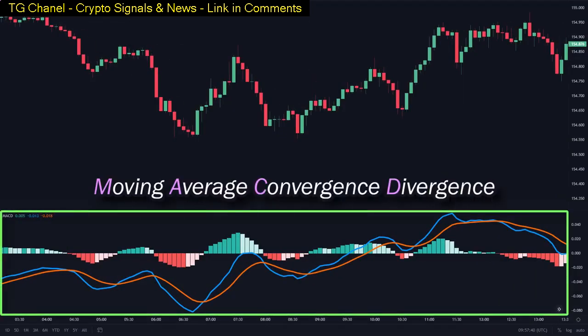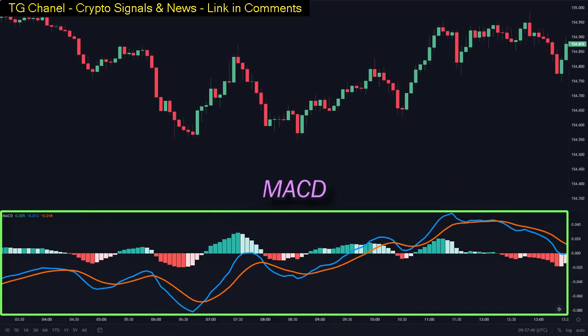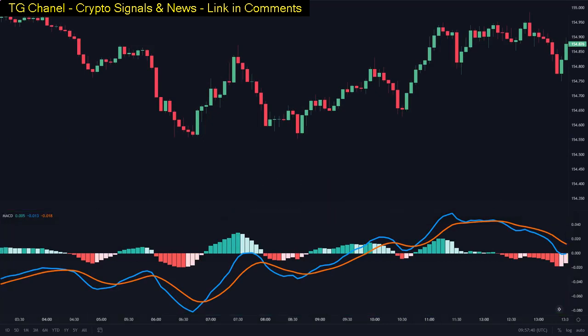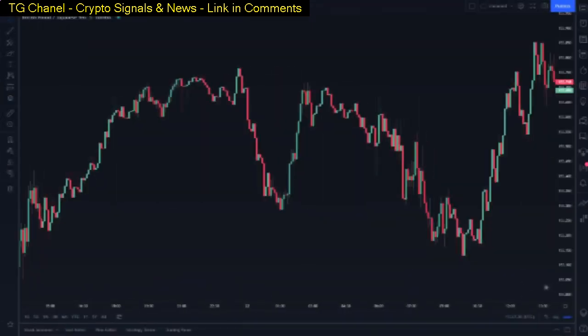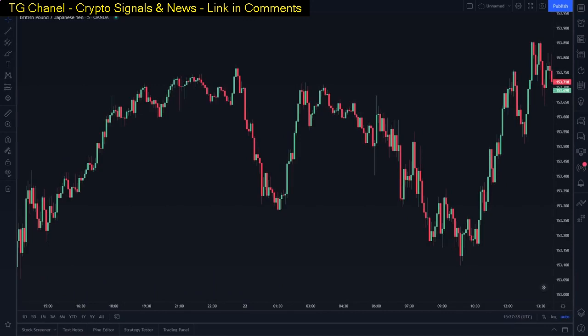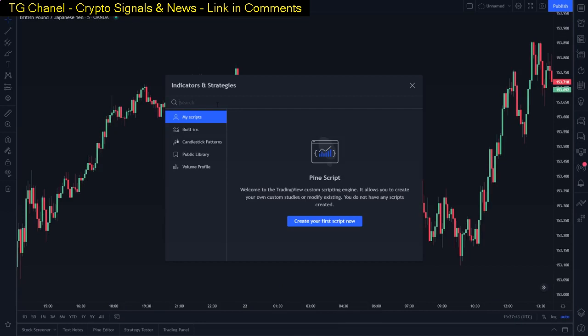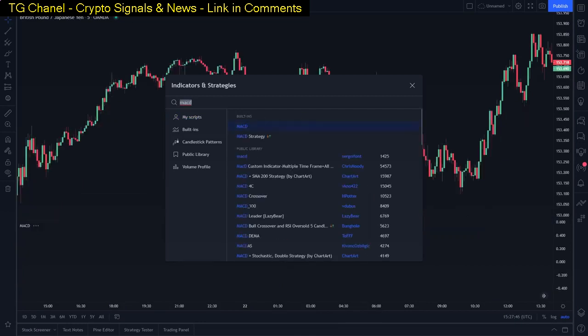The moving average convergence divergence, also known as the MACD, is one of the simplest and most popular indicators used by traders. Essentially, it is a trend following indicator that shows the relationship between two moving averages. So first, let's apply it onto our chart. You want to go to the indicator section, type in MACD, and click the one on top.